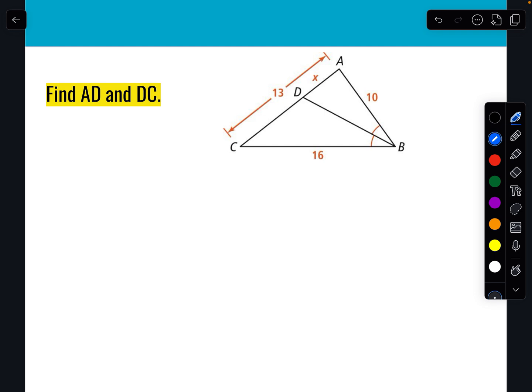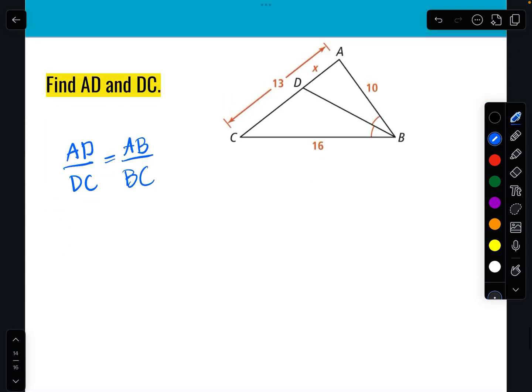All right. So we need to find AD and DC. So if we set up our proportion, we know that AD divided by DC equals AB divided by BC. Substituting what we know, I know AD is x. If I know that whole thing is 13 and AD is x, that means CD is just 13 minus whatever x is. So x over 13 minus x equals 10 over 16.